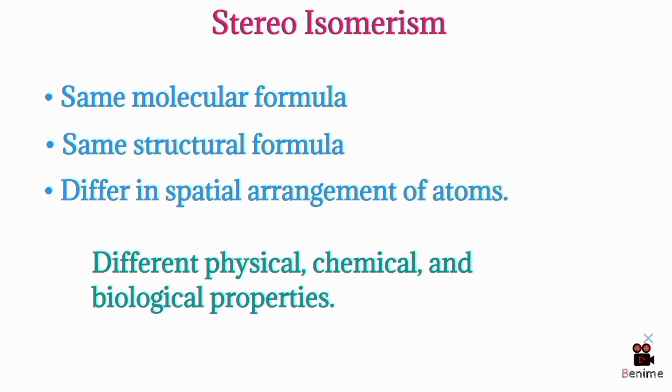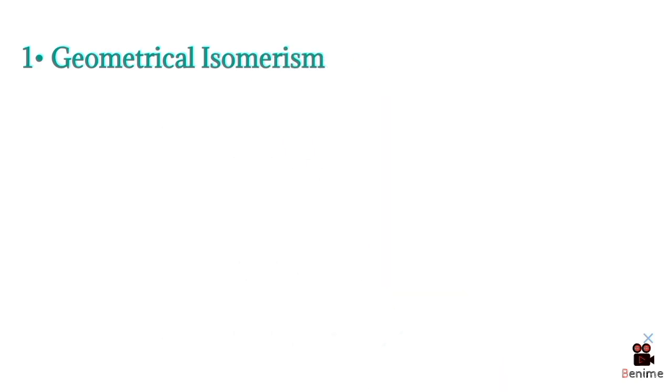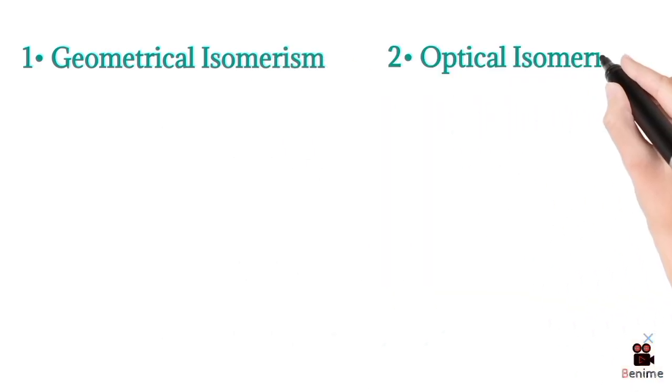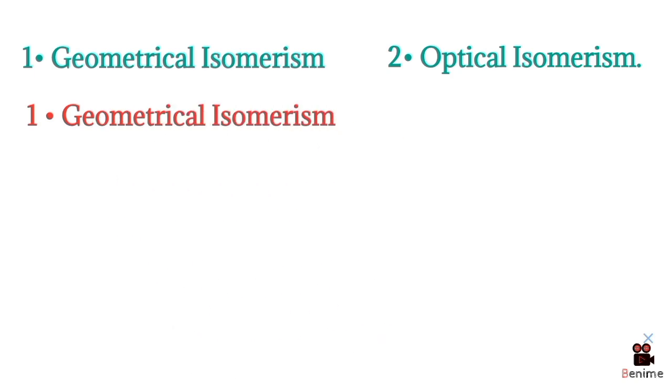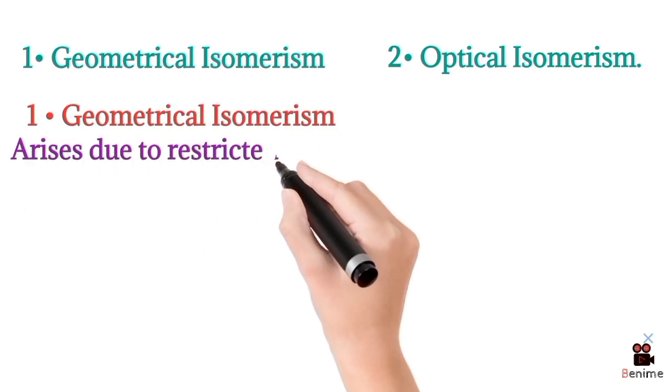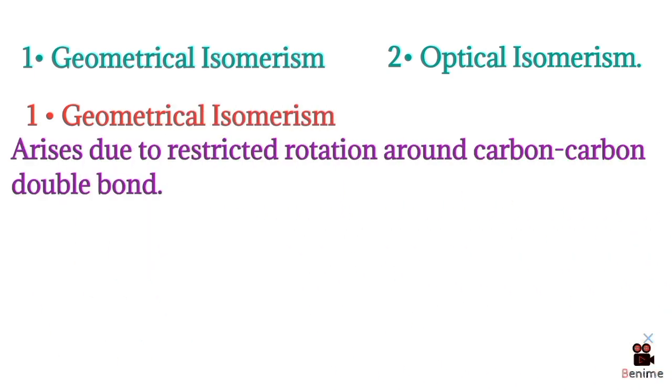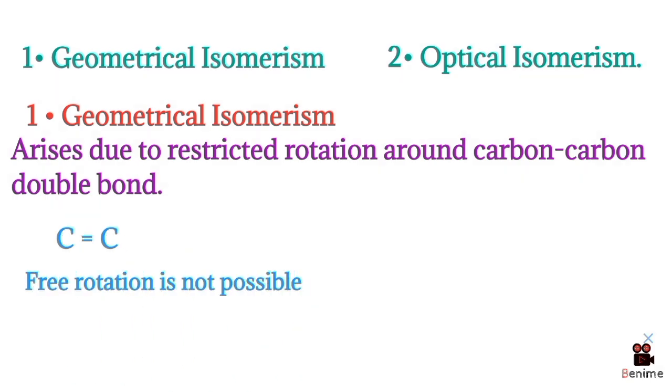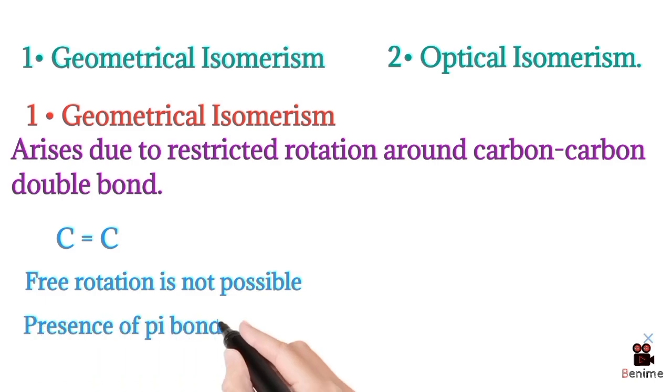Stereoisomerism is mainly divided into two types. First, geometrical isomerism. Second, optical isomerism. Geometrical isomerism arises due to restricted rotation around a carbon-carbon double bond. In compounds containing a carbon-carbon double bond, free rotation is not possible because of the presence of a pi bond.